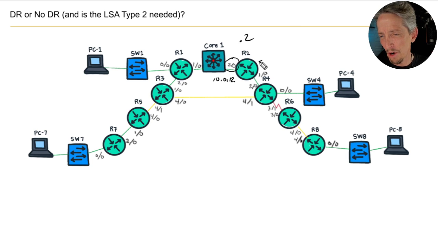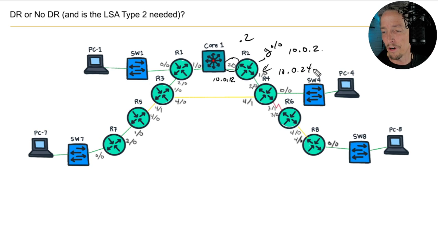And then, oh, it's got another interface here. This is not on our topology, but I just saw it in the interface. Gig 0/0 is 10.0.2 with a .2. And then this link right here is 10.0.24.0. And I just used the router numbers. So between R1 and R2 is 0.12.